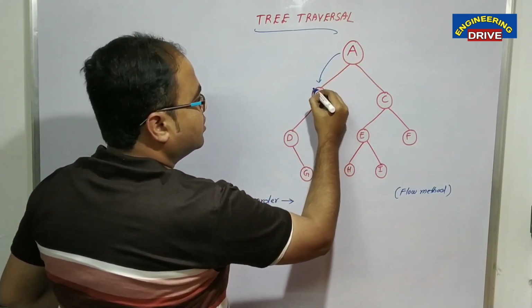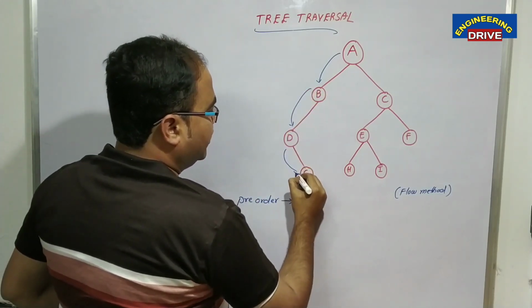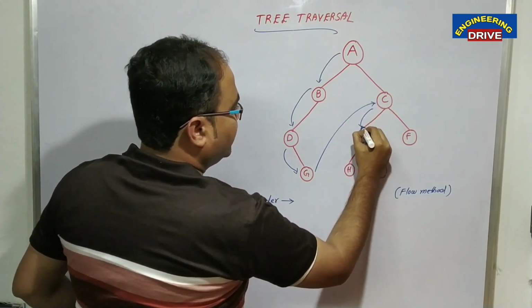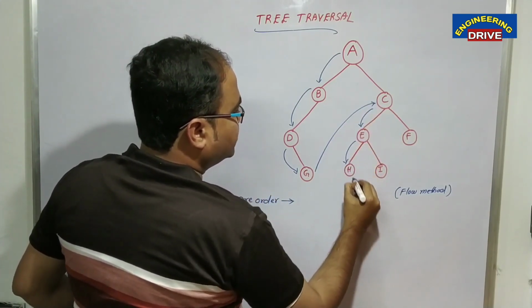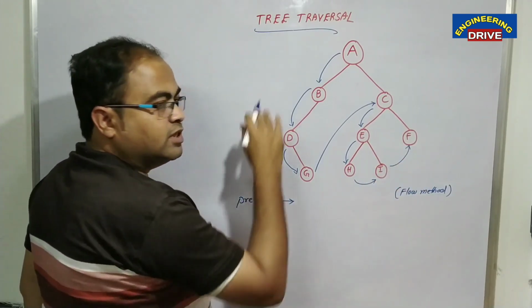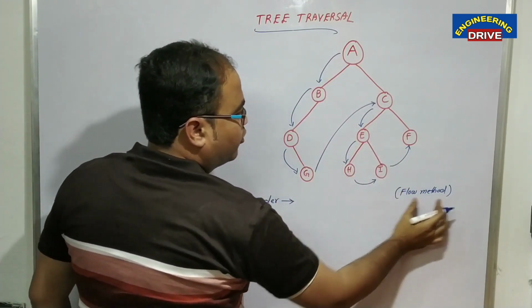A to B, B to D, D to G, again from G to C, C to E, E to H, H to I to F. This is your pre-order traversal answer. This method is known as the flow method.